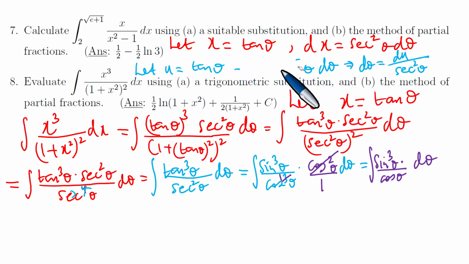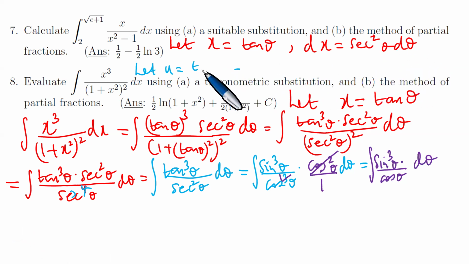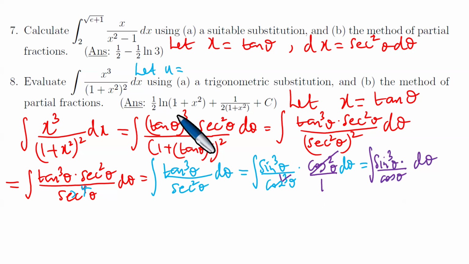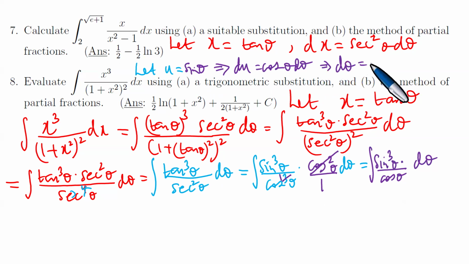It is tempting to use a couple of substitutions. So now what you then can do is to attempt to use a substitution. Like if you then can say, at this point here, let u be the sine of theta. And then du is going to be cosine theta d theta. So d theta becomes du over cosine theta. And this is going to be u cubed.